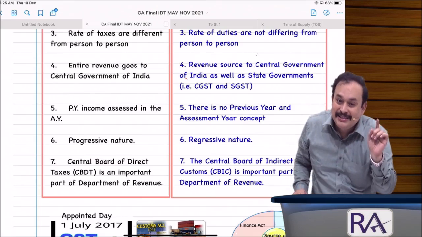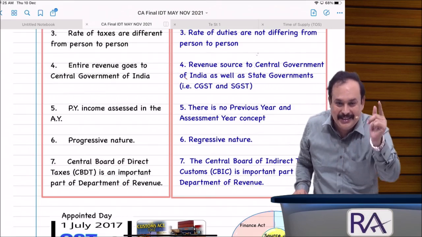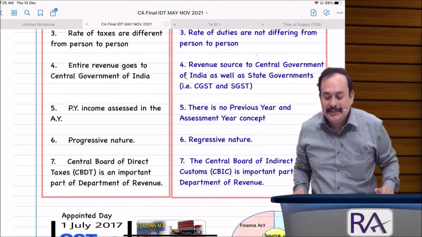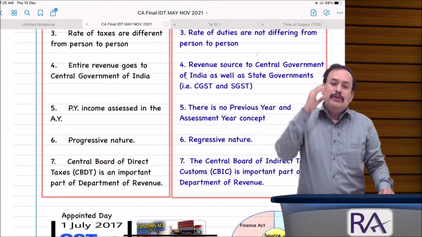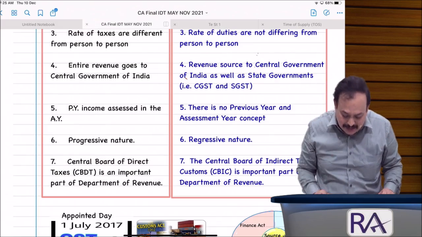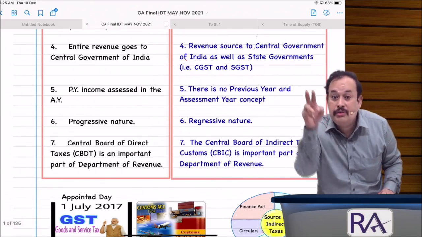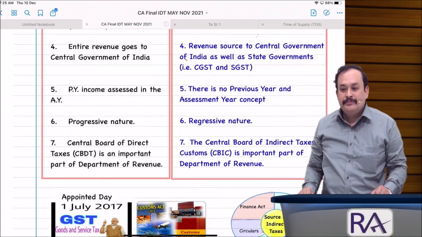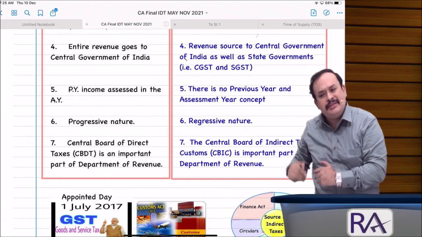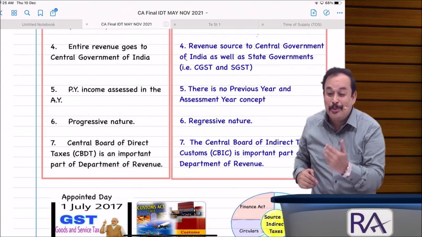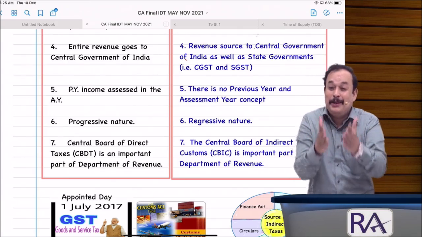Previous year is named as the preceding financial year. Got the clarity? Further, my dear friends, income tax is progressive in nature, whereas indirect taxes are regressive in nature. What do you mean by progressive nature and regressive nature? Technically you are speaking, sir.